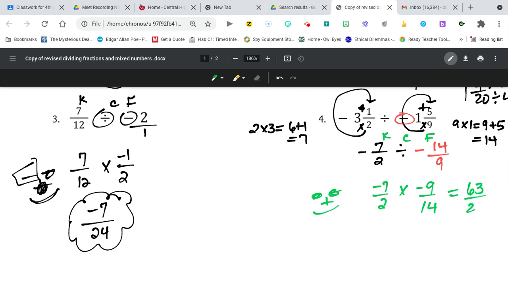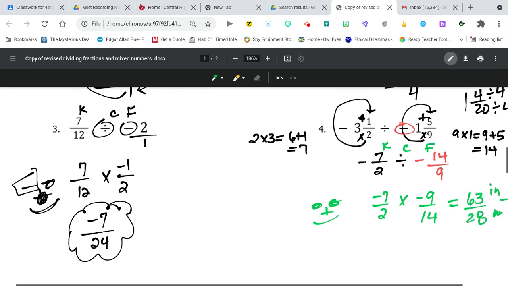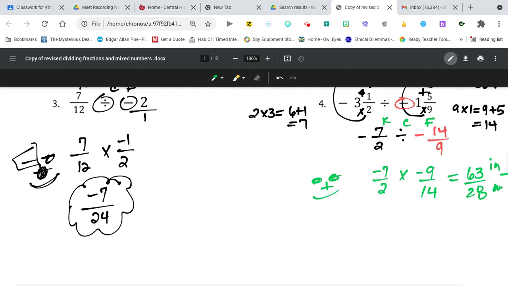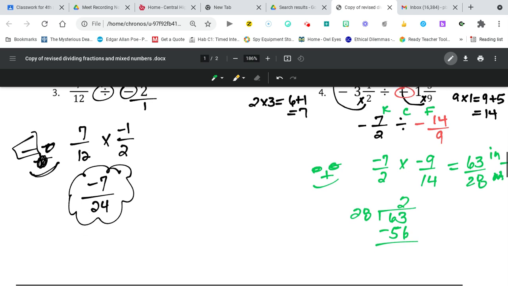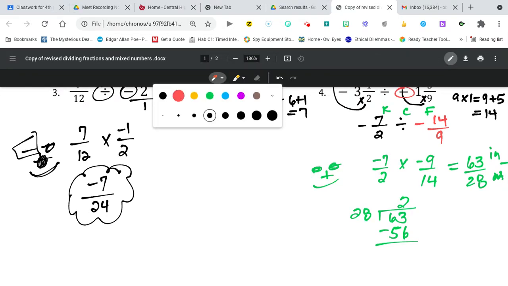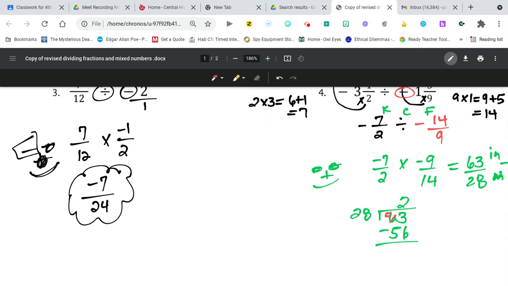That's positive 63/28. Top and bottom, I'm going to T-bow because I got an improper fraction. All right, so let's see how many groups of 28 I can get out of 63. Well, 2 groups of 28 is 56. Anything more than that is going to be more than 63. So I'm going to have to regroup here. That will become a 5, and that will become a 13. 13 minus 6 is 7.